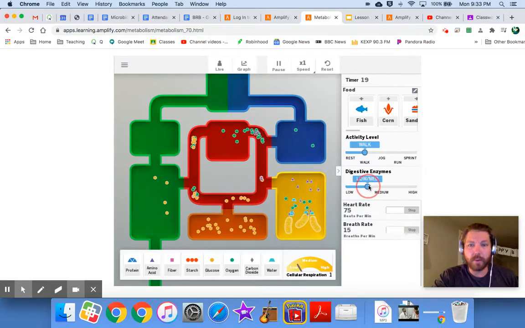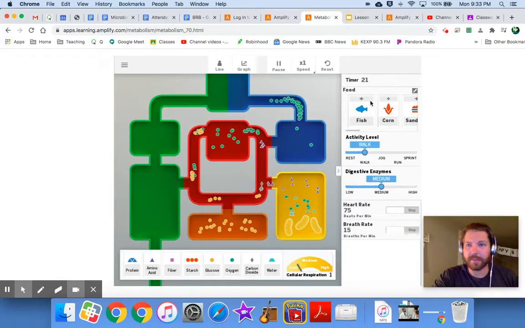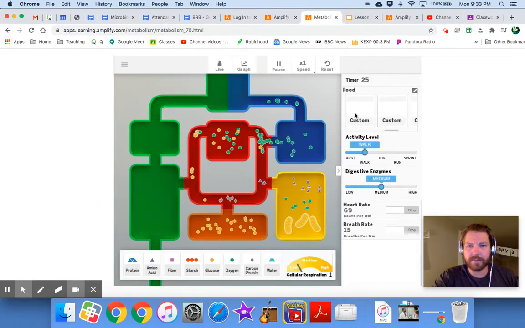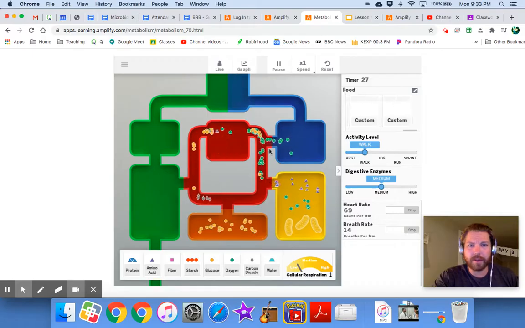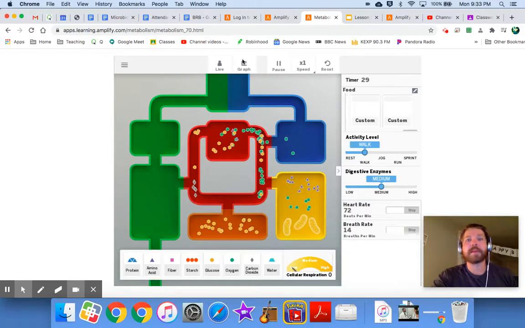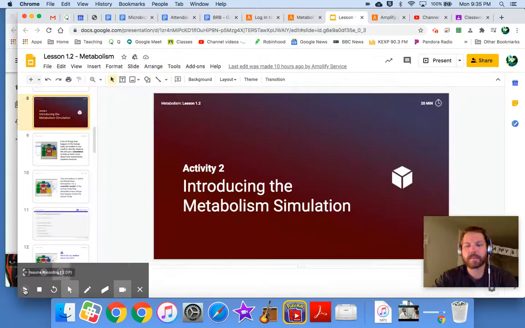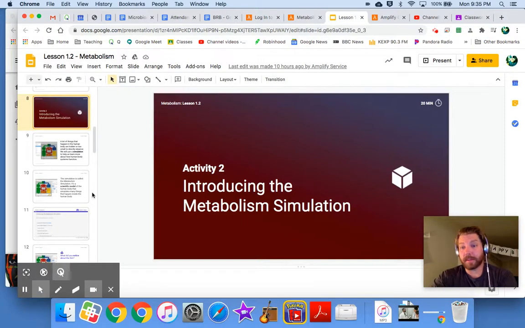Can I slide? Oh, I can slide certain things. I can manipulate some of these things. Fish. Can I do something with fish? I don't know. What is happening? Play with this. Find out just what you can do. Make some observations. So let's talk about this simulation a little bit.